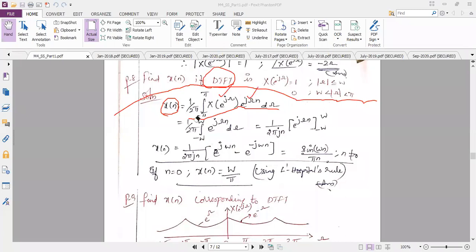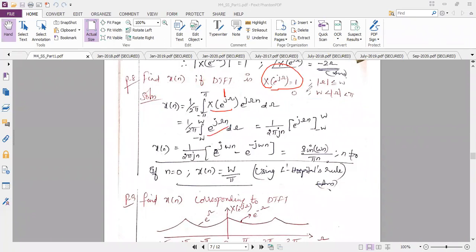Okay, just remember the formula, just write it as it is. Now it is very simple. Whatever the value for X of e power j omega is given, the same thing we are going to substitute here. So this 1 into e power j omega n is the same. And here they have given magnitude of omega is less than or equal to w. So my limits are changed from minus pi to plus pi, to minus w to plus w.